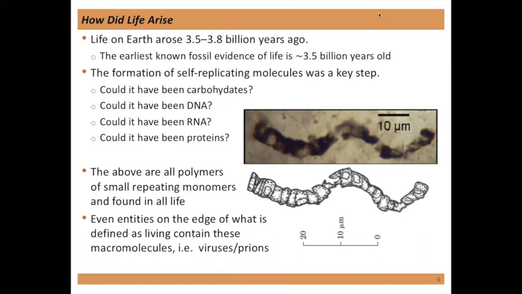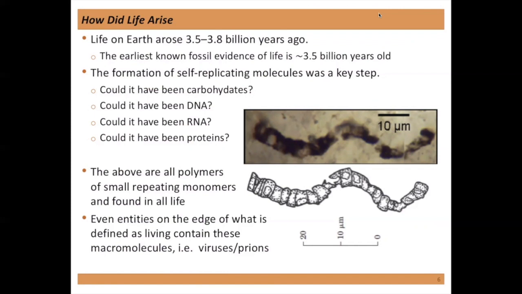But to be self-replicating, you need to be able to transfer that information from one organism to the next. And so how is that information stored? It could have been carbohydrates, again, which we'll talk about a lot more in depth, DNA, could have been RNA, could have been proteins. So what's interesting about all those above, they're found in all life, and they're polymers. They're made up of small repeating monomers.